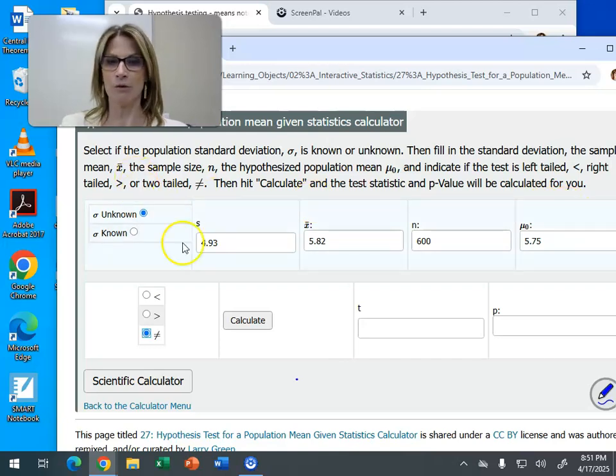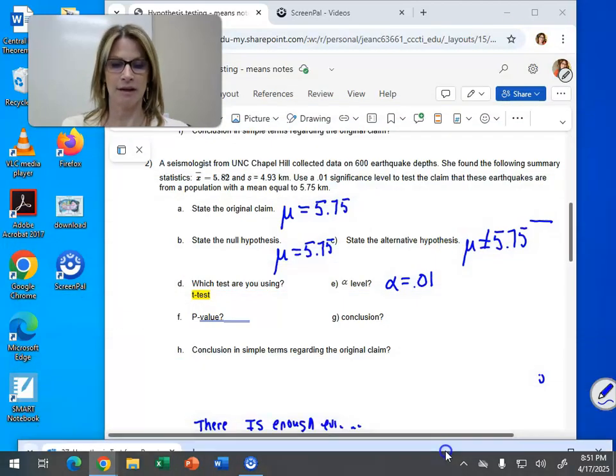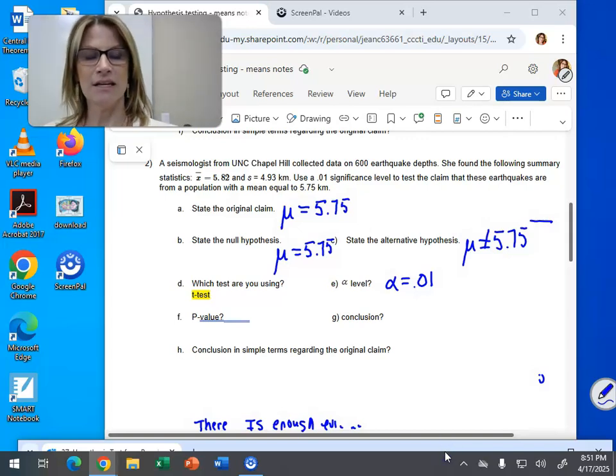You can stop the video if you need to for a moment. Standard deviation, X bar, N, the population mean that we're testing against, and this time it's not equal. Okay, this time P is equal to 0.728. So P is larger this time. Okay, so P is large. P is larger than alpha. P is greater than alpha.